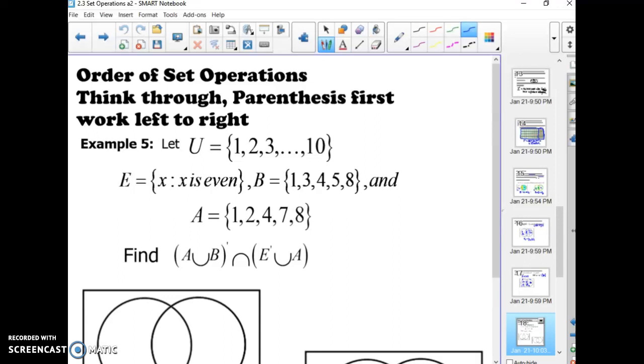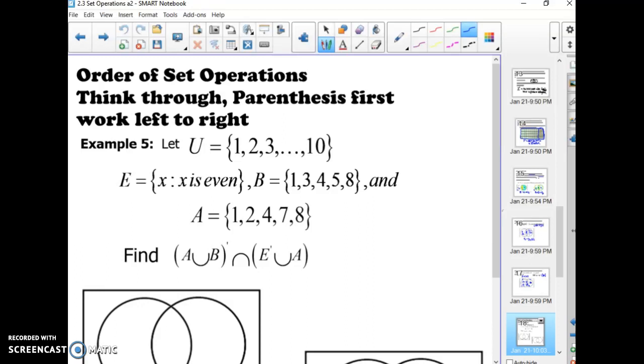So we did intersections yesterday. We did unions yesterday. We did subtraction, right? So B minus A or A minus B. We looked at what that was, and then we also did the complement. The complement is everything that's in the universal set, but not in the set that we're working with. The order of set operations is just like order of operations with anything else. Think through parentheses first, then work left to right.